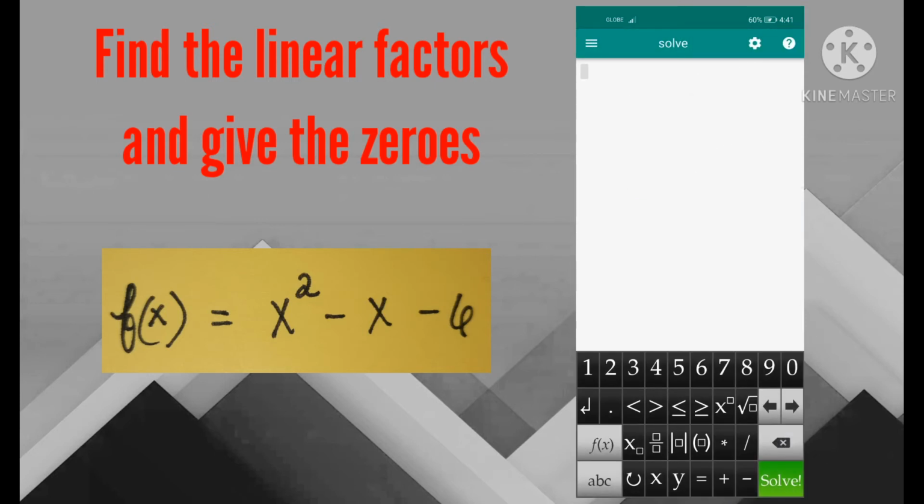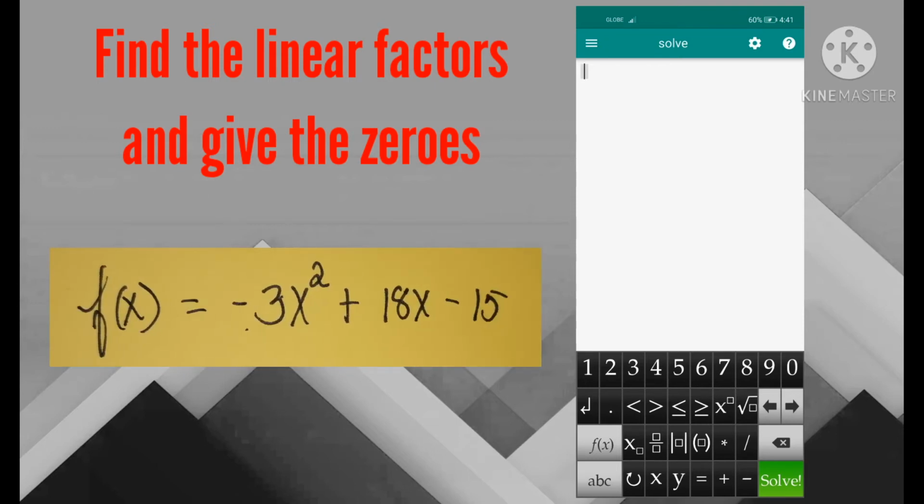Let us say, you are given negative 3x squared. So, pindutin natin yan. X square, x muna, so x, then pindot yung x raised to my square doon. Okay, yung ating exponent na 2, tapos arrow to the right, negative 3x square plus 18x minus 15. So yan yung polynomial natin.